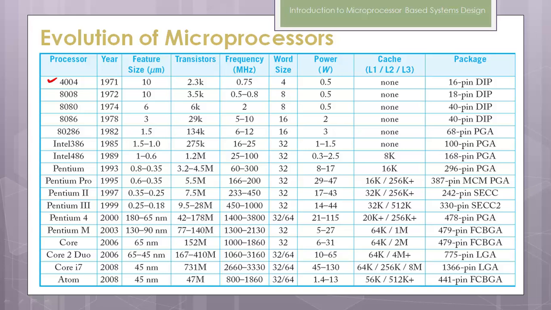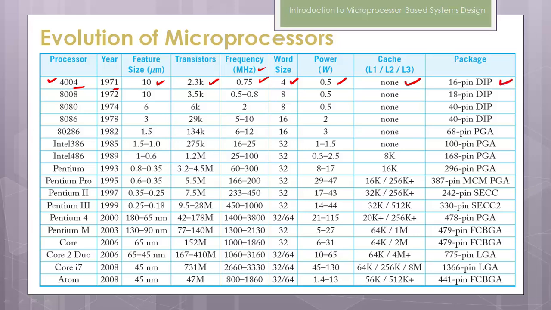Now see further, what is the evolution of microprocessors? The first microprocessor that was launched is the 4004 in 1971. This is the size of that particular chip in micrometers, that is 10. 2300 transistors are there. Frequency is 0.75 megahertz. Word size is 4, which means it is a 4-bit microprocessor, and it consumes 0.5 watt of power. Cache none, and it is a 16-pin dual inline package.